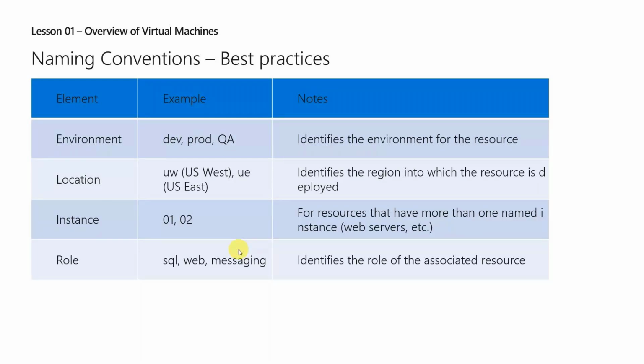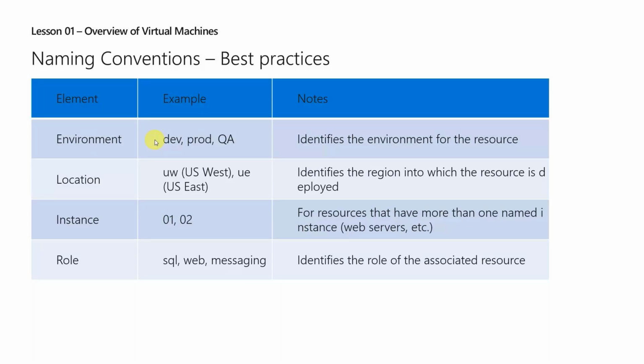All these kind of things are also added. And of course, the type of the resource. If it is a VM, you can put VM. If it is a web app, then WAPP, web app. So all these items must be part of the naming convention. And of course, it keeps changing because every team will have their own preferences.